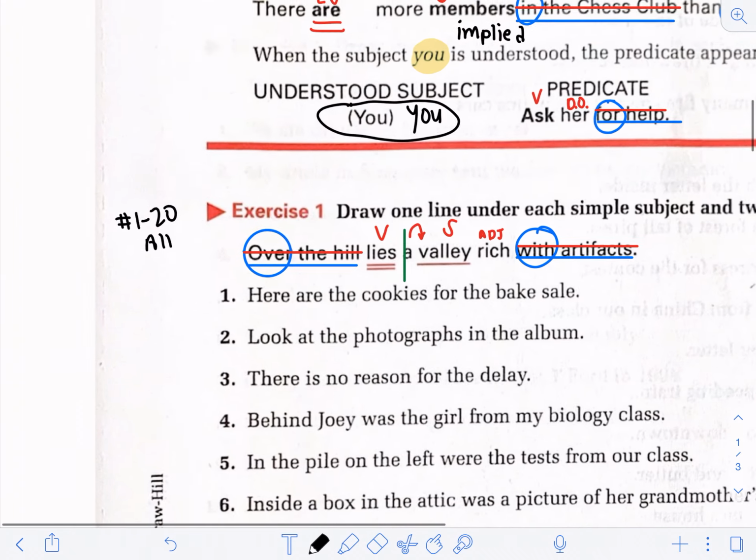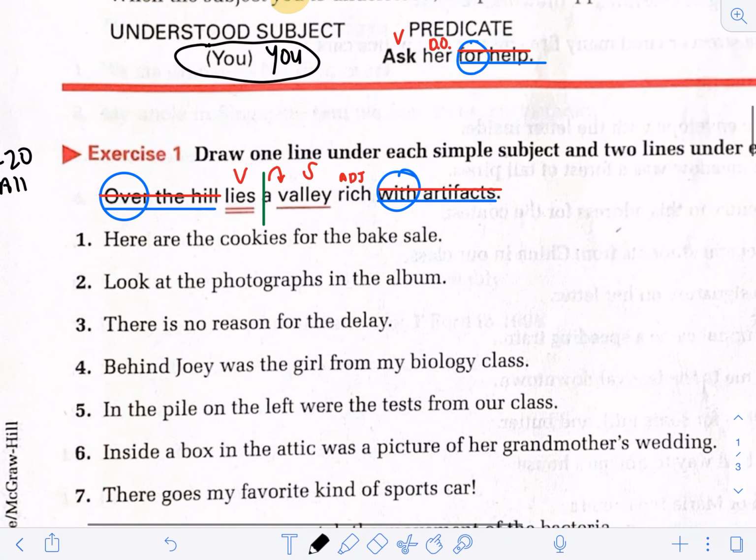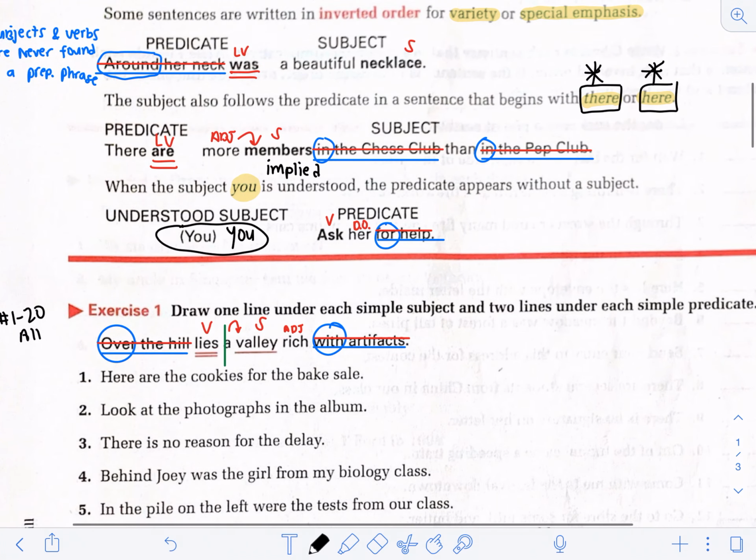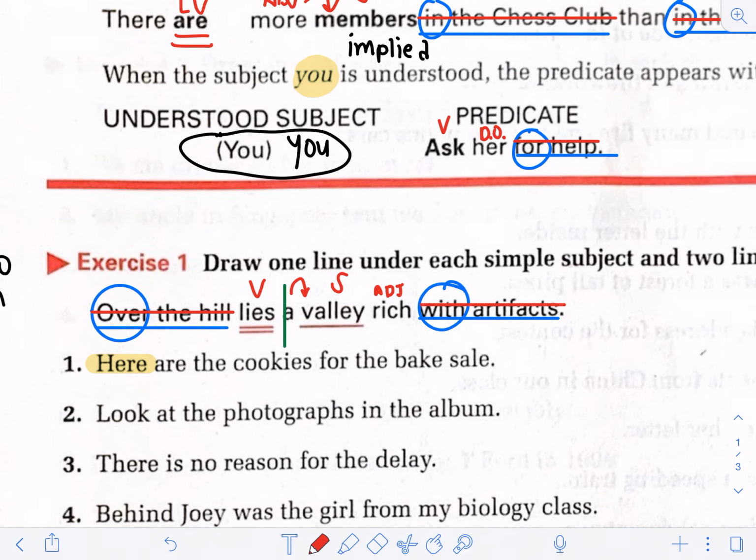I'm going to go ahead and complete 1 and 2 with you guys first. If we're reviewing our notes, when a sentence starts with "here," we know that it's going to be inverted. So: Here are the cookies for the bake sale. We first have our simple predicate as "are," which is a linking verb. You can just do the double underline and the single underline as stated in the exercise directions, but I am clarifying so you guys can have a little bit more detail as you learn.